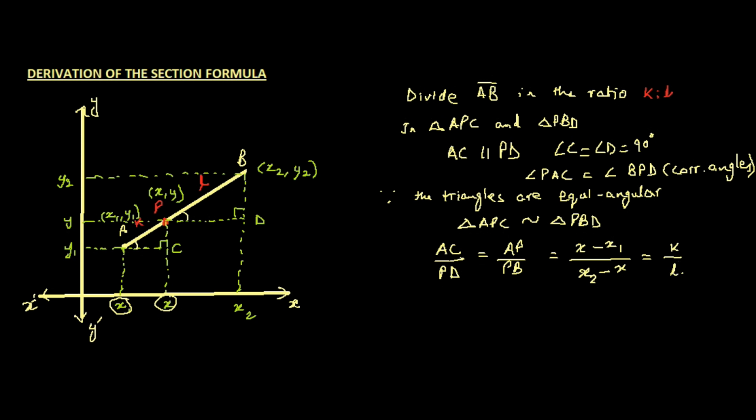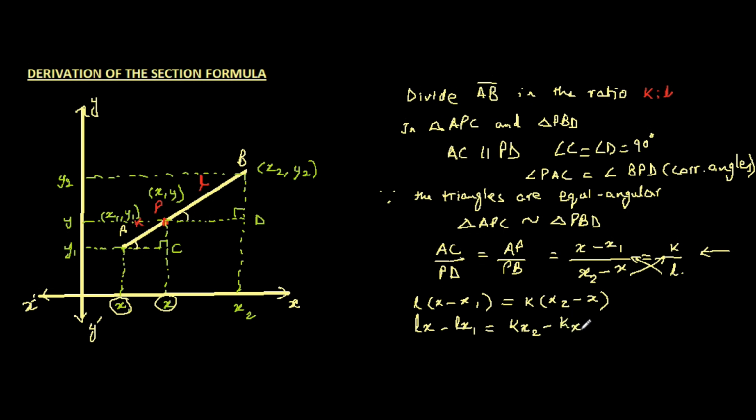So now people, the major part of the derivation of the section formula, or the proof of the section formula, is now over. Now all we have to do is to rearrange this equation and find the coordinates of the point P. So to rearrange, let us first start by cross multiplying both these sides. So this becomes L times x minus x1 should be equal to k times x2 minus x. I can simplify this, open the brackets and write it as Lx minus Lx1. That should be equal to kx2 minus kx.